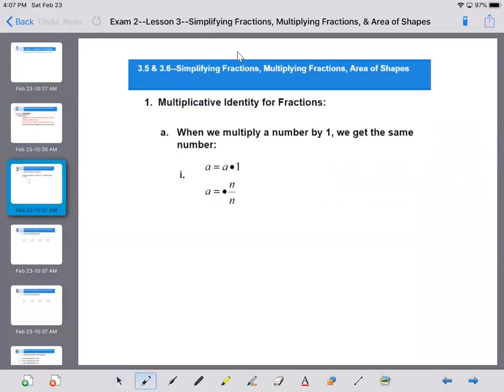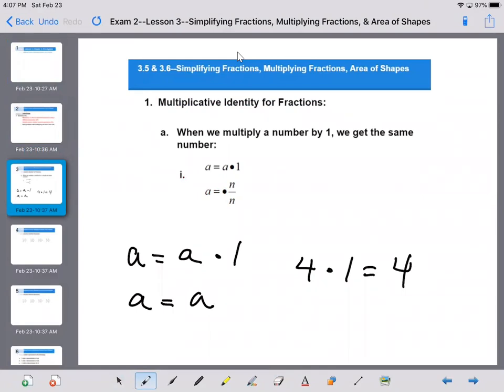So when we're talking about multiply by 1, think about the identity property of multiplication. So a, being a variable, equals a times 1, we're going to get a. So if we took 4 and multiplied it by 1, we're going to get 4. If 4 was representing a, we would get a.